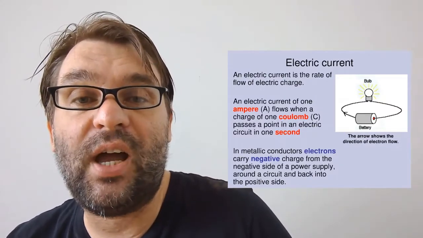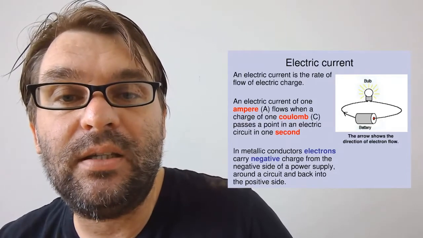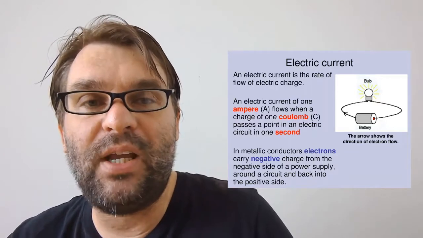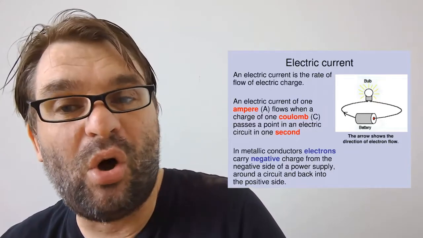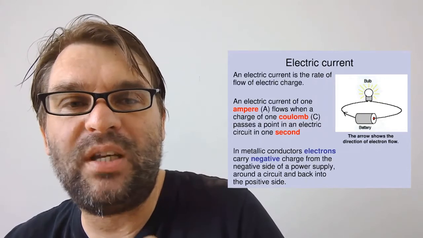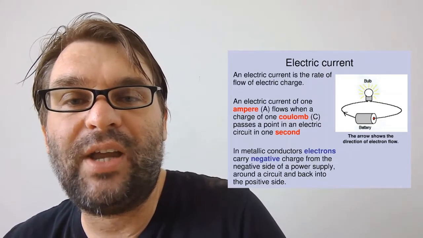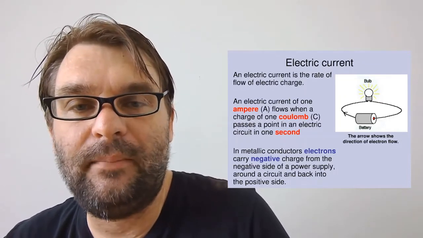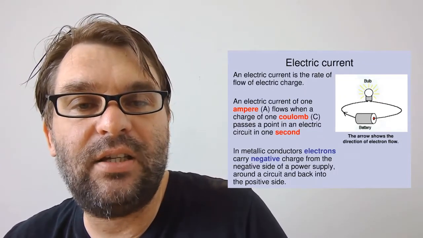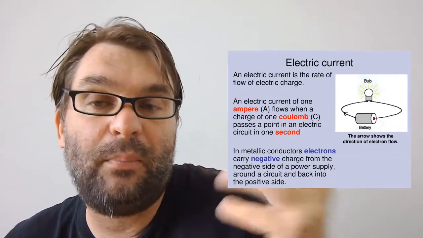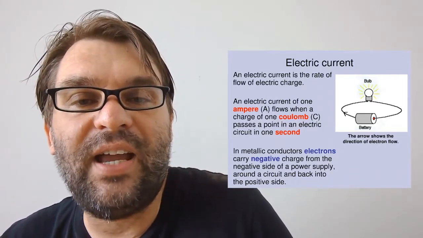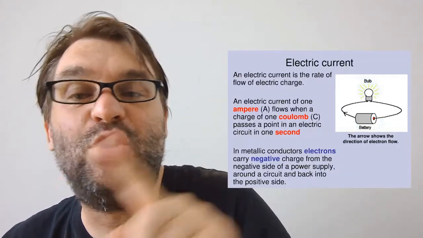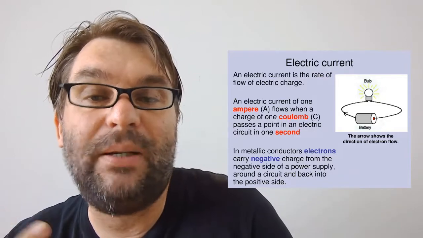The units for current are amperes. The ampere represents how much charge, which is measured in coulombs, is passing by a particular point in a circuit every second. So an ampere, amps, is coulombs per second. In metallic conductors, like for example mercury in the previous slides, electrons carry negative charge from the negative side of a power supply around the circuit back into the positive part of a battery.